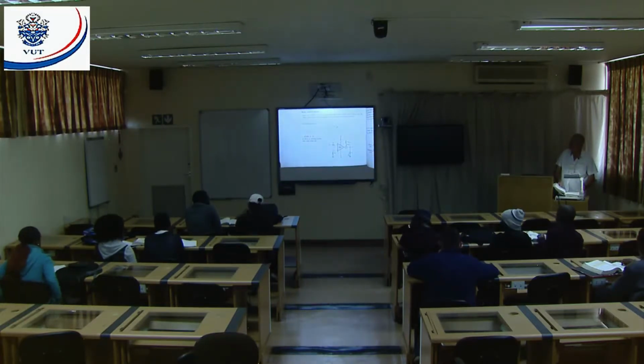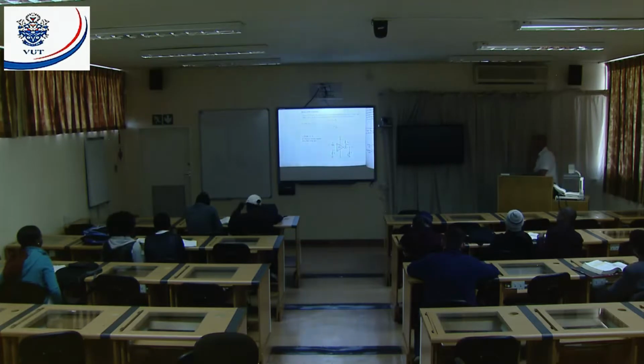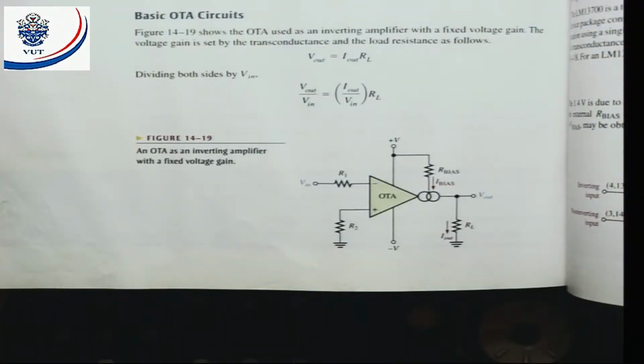All right, let's have a look at basic OTA circuits. They say figure 14.19 shows the OTA used as an inverting amplifier with a fixed voltage gain. The voltage gain is set by the transconductance and the load resistance as follows. Now they say divide both sides by V in, so V out divided by V in is equal to I out divided by V in times RL. Because the output divided by the input will give me what? Output voltage divided by input voltage will give us gain.